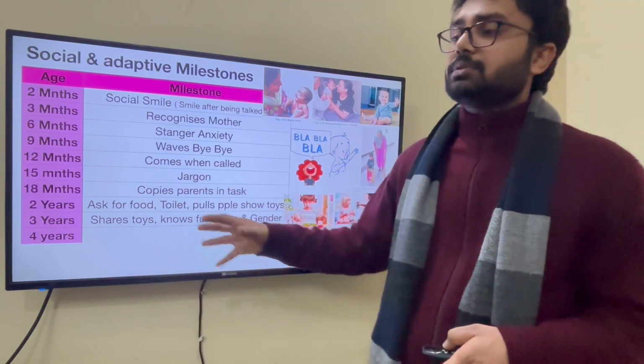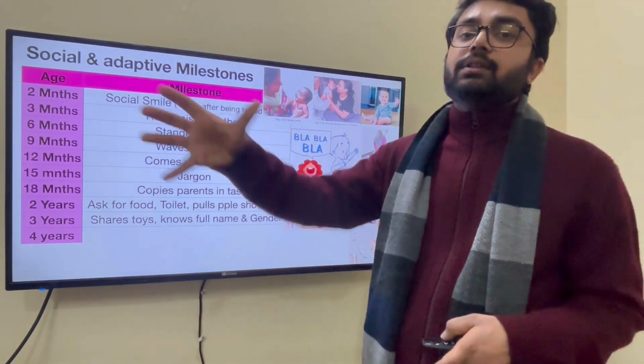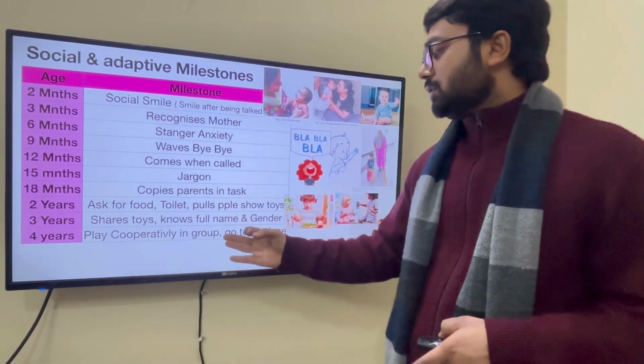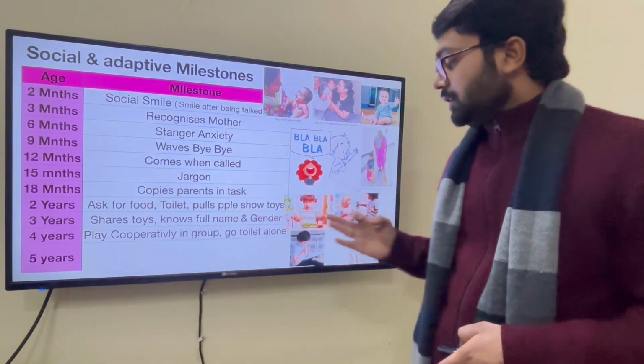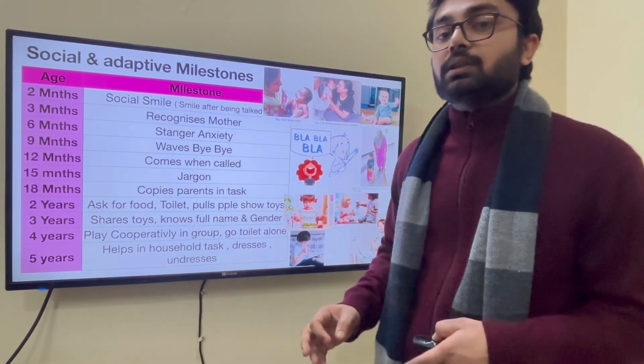At 4 years, the same child can now play with friends more cooperatively. Now he can join school and start going to kindergarten. So he plays cooperatively in the group and can also go to the toilet. So at 5 years, the child can now dress or undress, or help in household work.